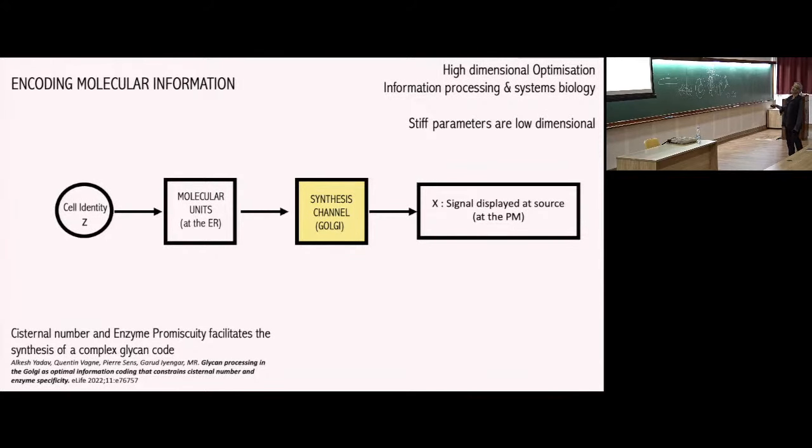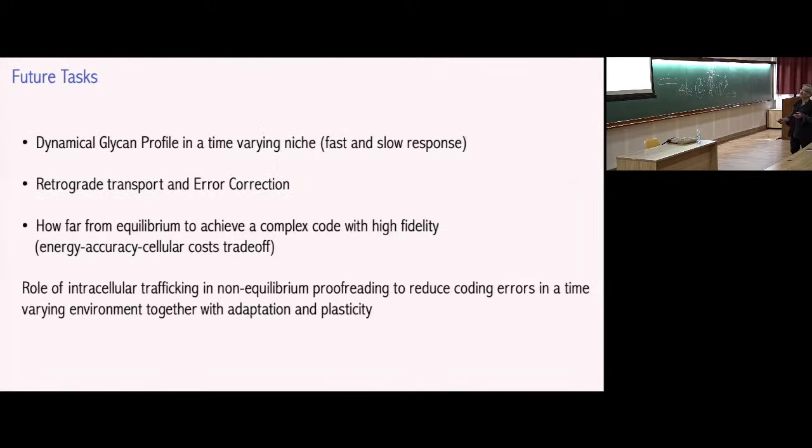The kind of analysis that I talked about, as you saw, was a high-dimensional optimization, with many parameters. Okay, and we used a combination of information processing and systems biology. But very interestingly, the number of stiff parameters is small. That is, the stiff parameters form a low-dimensional space. Okay? So this is the paper in which this is described.